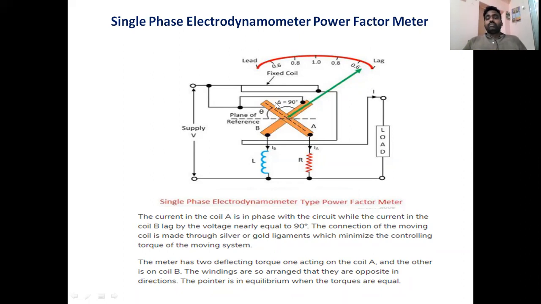So we have to make the windings on plane A and plane B in an opposite direction, such that the scale will be deflected on a particular calibrated scale in an equally distributed manner. Is it clear? I think the operation is clear. If you have any queries, just post your doubt in the chat.